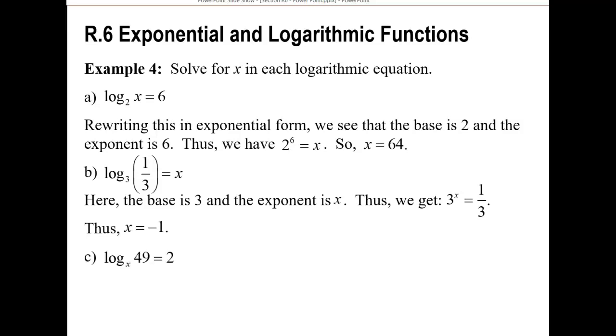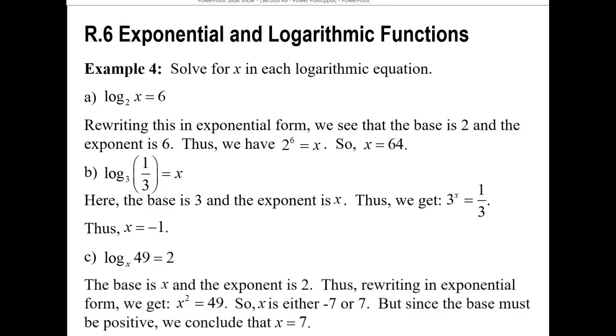Log base x of 49 equals 2. So here your base is x, your exponent is 2, and it's going to equal 49. Rewriting it, we get the base to the power 2, so x to the power 2 equals 49. So here we're solving this equation, meaning you're going to square root both sides. So that means x would have to be either -7 or +7. But remember, since bases of exponents must be positive, what we said using our initial definition, that would lead you to the conclusion that you can only have the positive value of x equals 7.